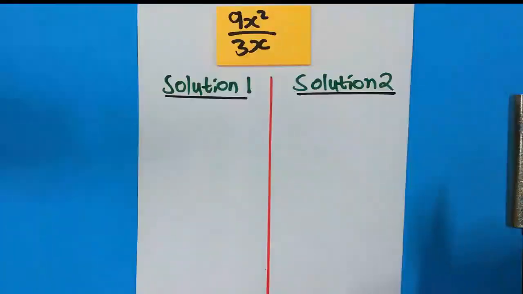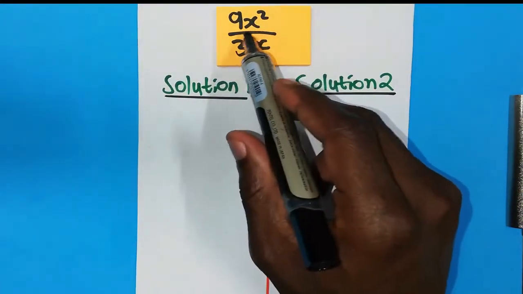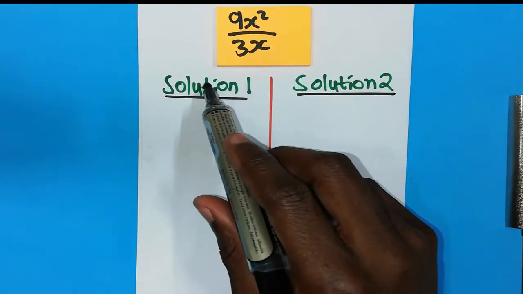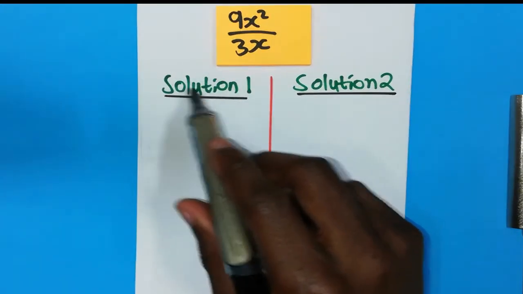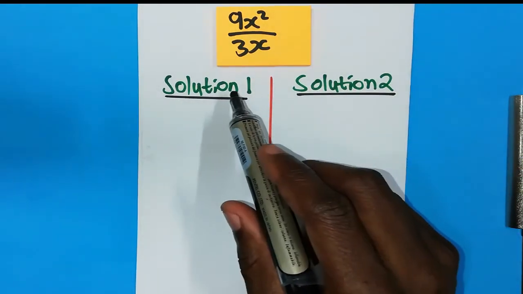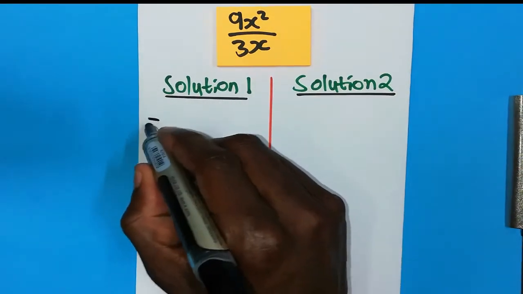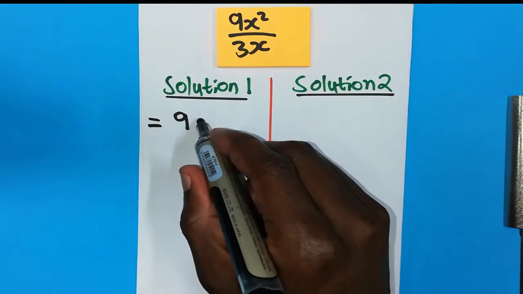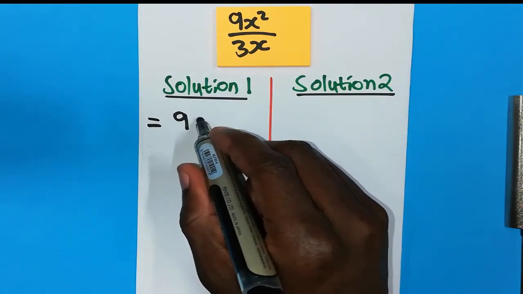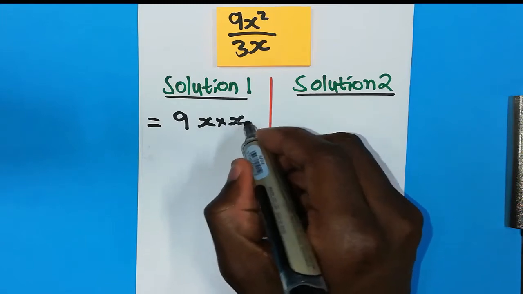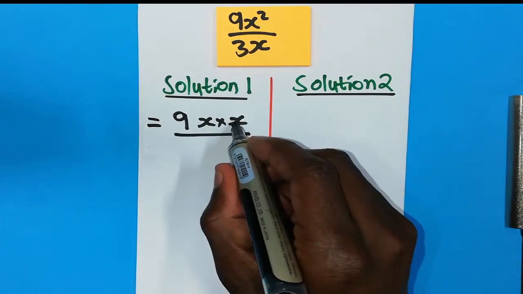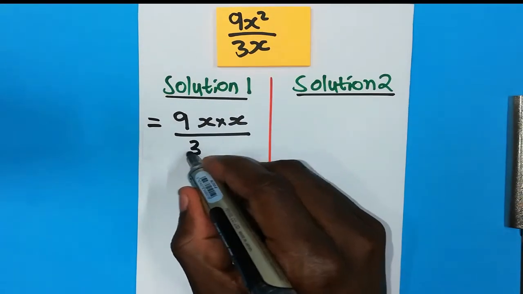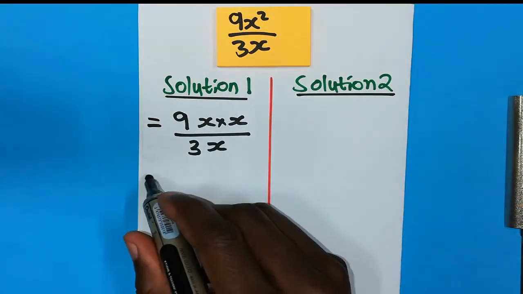Okay, here's a good one. So we have 9x squared over 3x. I'm going to simplify that fraction using two different approaches. The first approach would be 9, and how can I break down x squared? X squared, I can break it down by saying x multiplied by x. So x multiplied by x will take you back to x squared. So this one I'll have 3x just like that.